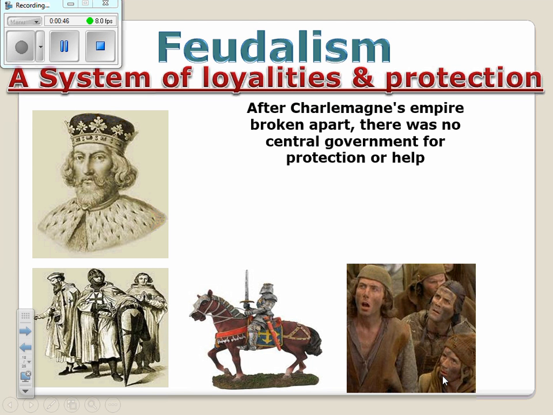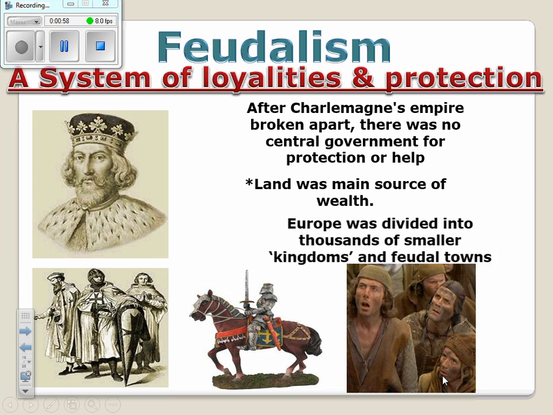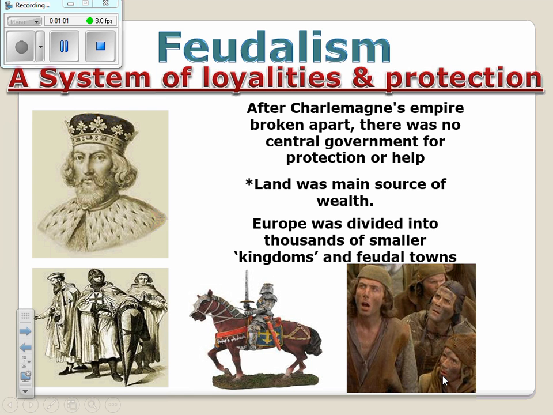After Charlemagne and Charles the Great, after that empire that we talked about, the Holy Roman Empire, broke apart, there was no central government that helped protect the people. Land became the main source of wealth. And Europe, that mighty Roman Empire that we had talked about, initially was broken into two. First, it was the Roman Empire, then it was the Byzantine Empire. The Roman Empire, the western half of that, breaks apart into thousands of tiny kingdoms or feudal towns. And we're going to take a look at what feudalism is, and we're going to examine what those small towns were like.